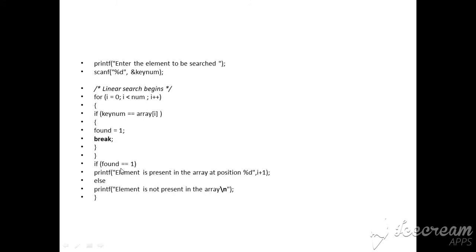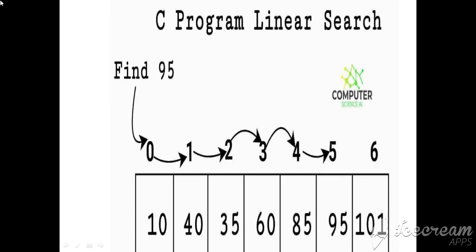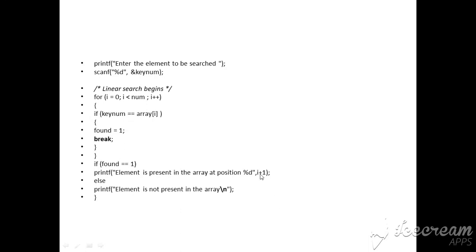So you report the status by checking here. If found is equal to 1, printf the element is present in the array at position %d. This %d is i plus 1 because the element, for example, in this case, 95, is found at index 5. But literally speaking, it is at 1, 2, 3, 4, 5, 6, so the 6th position. That's the reason we say it as i plus 1. In case found is still 0, you say the element is not present in the array.